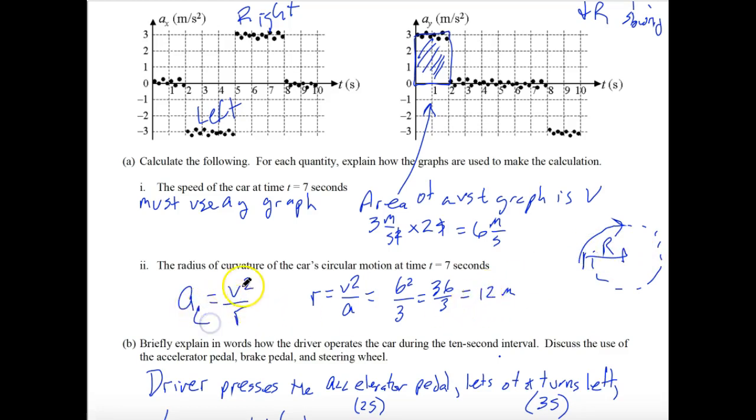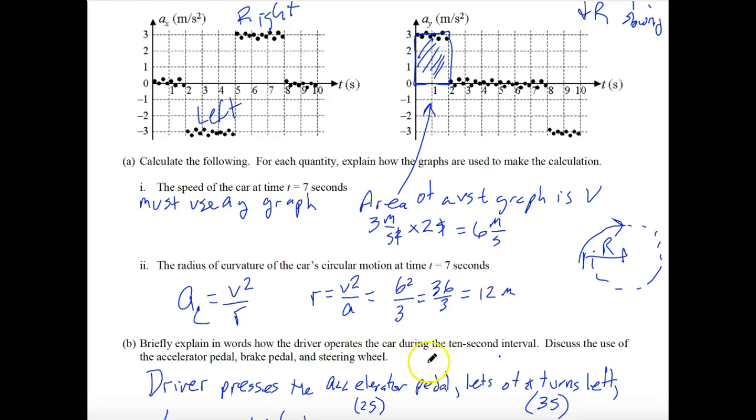Centripetal acceleration is equal to v squared over r, so here we can say that r is equal to v squared over a. We know our speed is 6 meters per second, and we know that acceleration is 3. How do we know that it's 3? Because when we go to this graph, you'll see that in the turning direction, the acceleration is 3 meters per second squared. So we're going to have 6 squared over 3, that's 36 over 3, so the radius here is 12 meters.